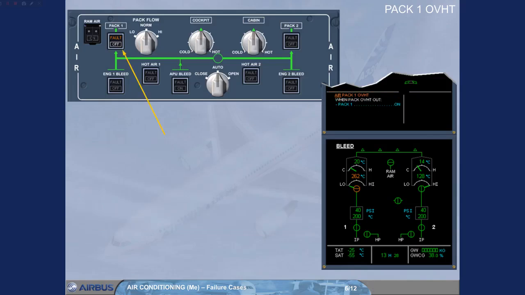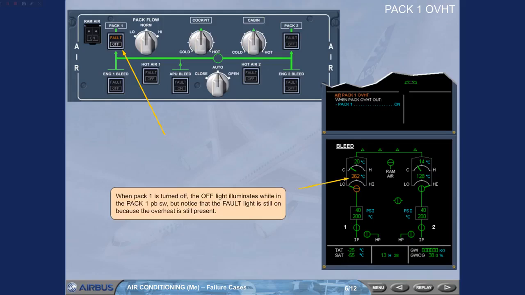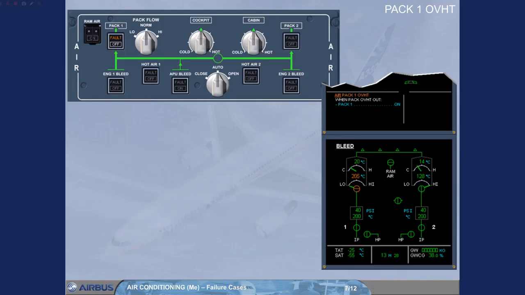When PEC 1 is turned off, the off light illuminates white in the PEC 1 push button switch. But notice that the fault light is still on because the overheat is still present. The completed procedural step disappears from the engine warning display. The compressor outlet temperature is now decreasing.